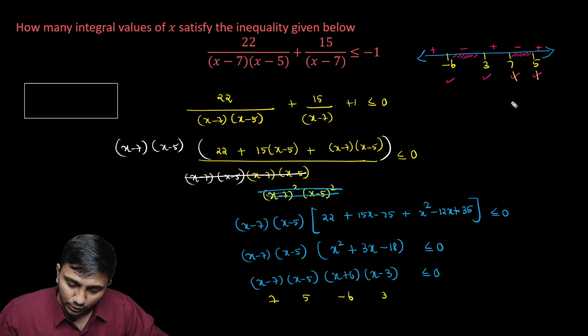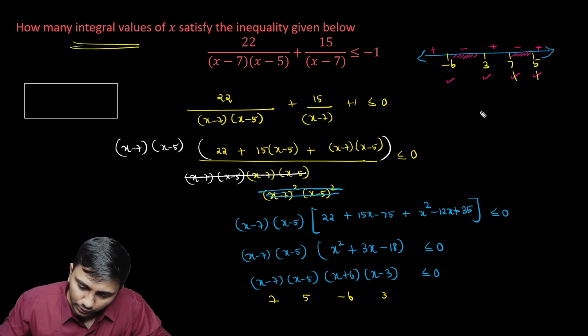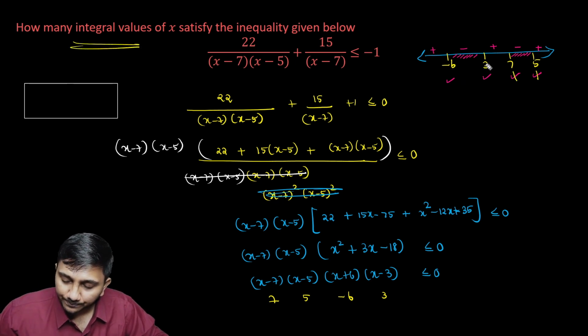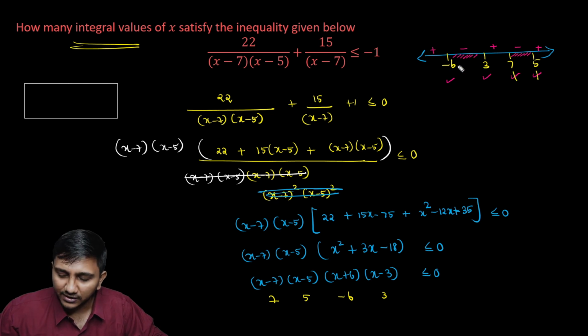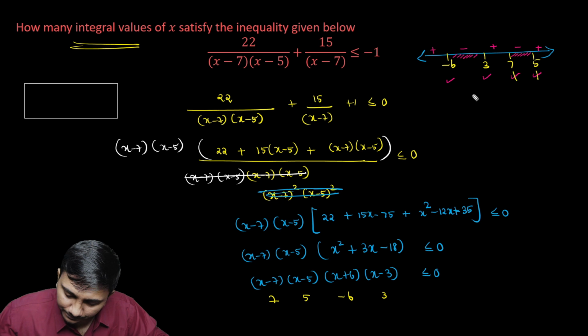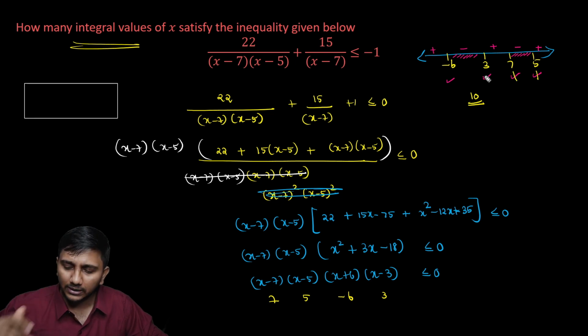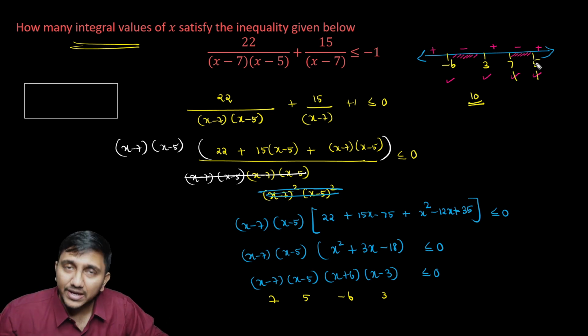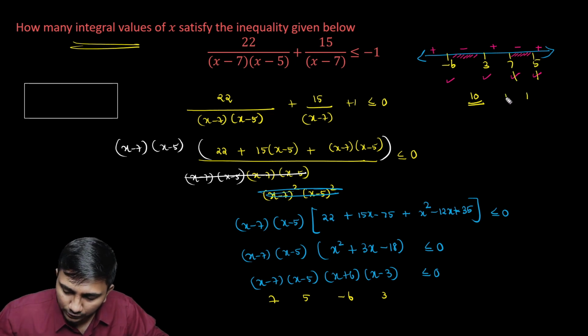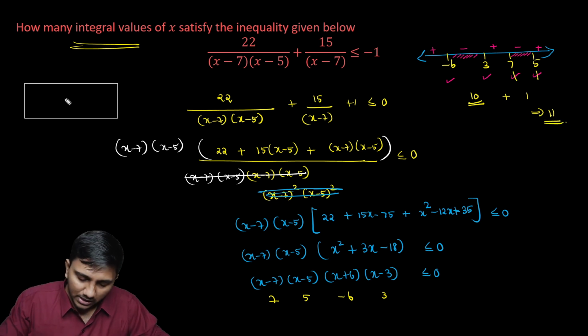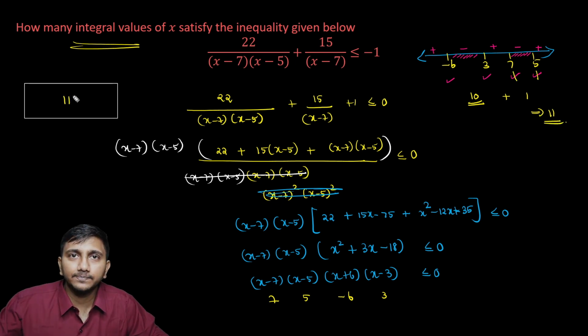Now let's see how many solutions we have. We are looking for integral solutions. So minus 6 to 3, all integral solutions including minus 6 and 3, that is 6 plus 3 plus 1. We have 10 values here, or you can think of it as 6 negative values, 3 positive values, and a 0, 6 plus 3 plus 1, 10. And between 7 and 5, you cannot take 7 and 5, but you can take 6, which is there between them. So that is 1. So 10 plus 1, we will have a total of 11 values here. So the answer for this question is 11.